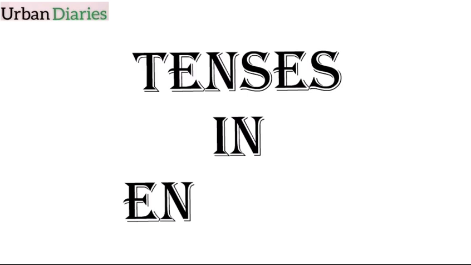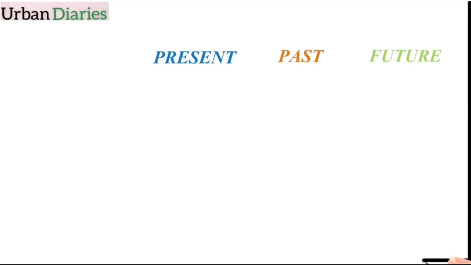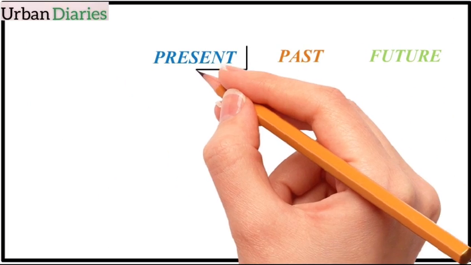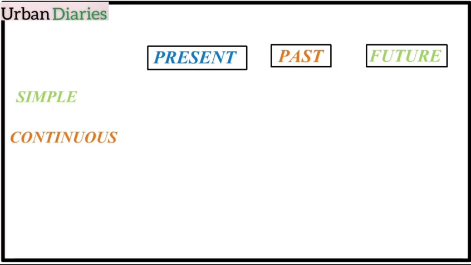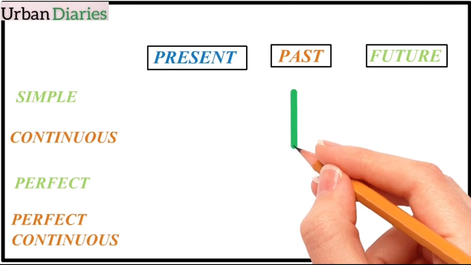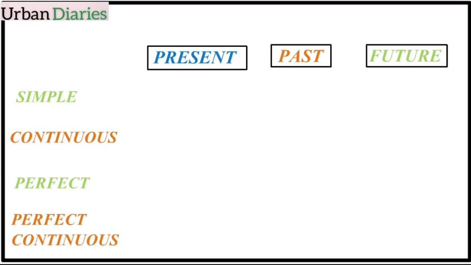Before we get into the lesson, take a look at this chart wherein we'll see all the tenses one by one. In total, there are 3 times, that means 3 tenses in English, which are present, past and future. Then we have 4 aspects: simple, continuous, perfect and perfect continuous. Now 3 times and 4 aspects combine to make all the 12 tenses.